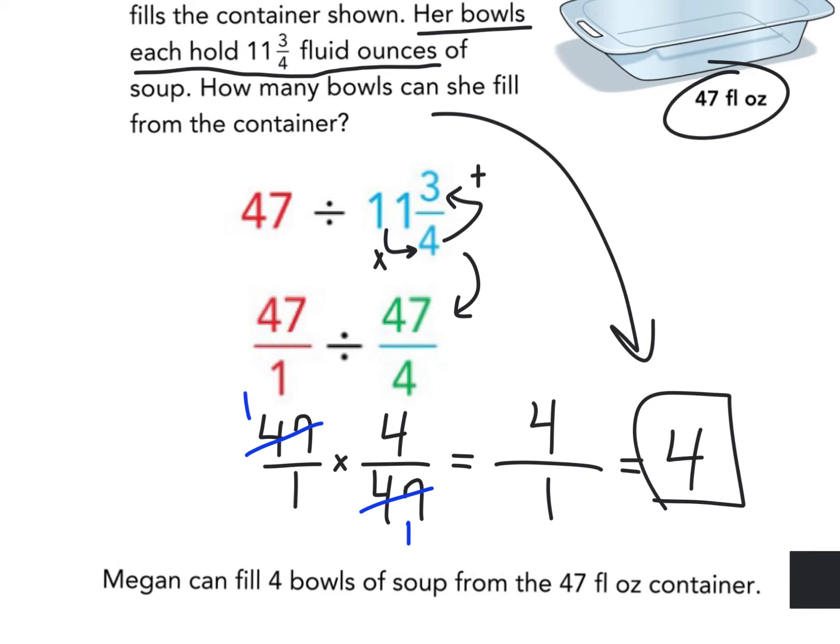If you don't reduce ahead of time, I think you should get 188/47, and if you divide that out, you're just going to be kind of guessing numbers here initially, but that's going to go in 4 times. So you'll get the same answer, it's just a little bit bigger numbers to work with there.